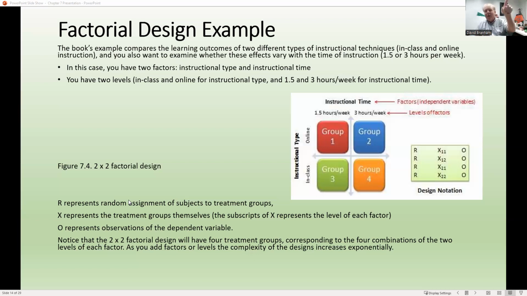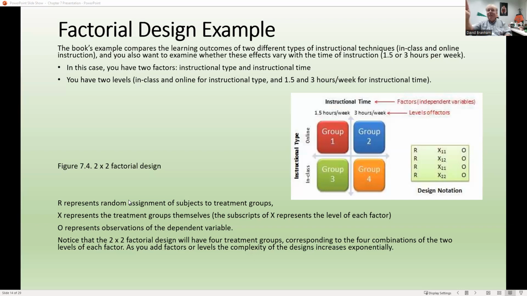So R means, if you go over there in that design notation on the right of the figure, R means random assignment into the group. X is the treatment. Now you notice there's 4 treatments here. There's the first treatment and the second treatment. The first treatment, so you see X11, is 1 if you're doing it in class, 2 if you're doing it online. So the first X says 1, 1.